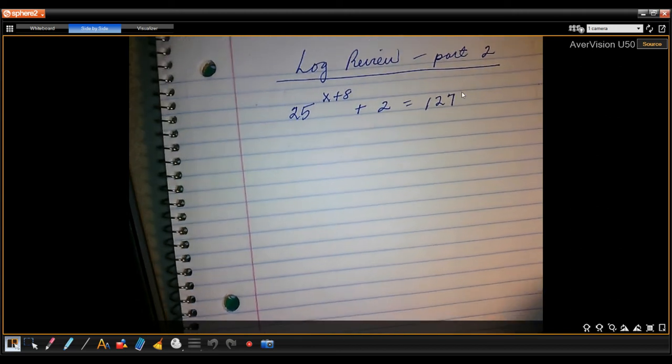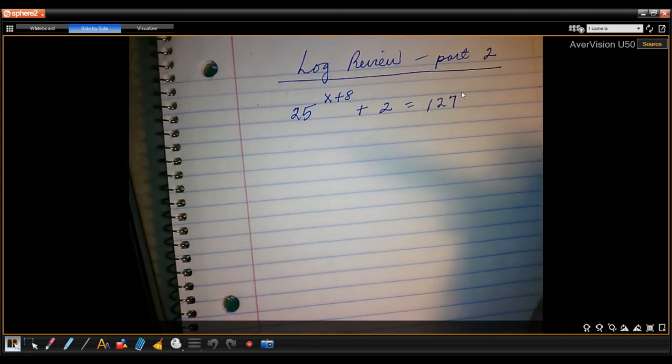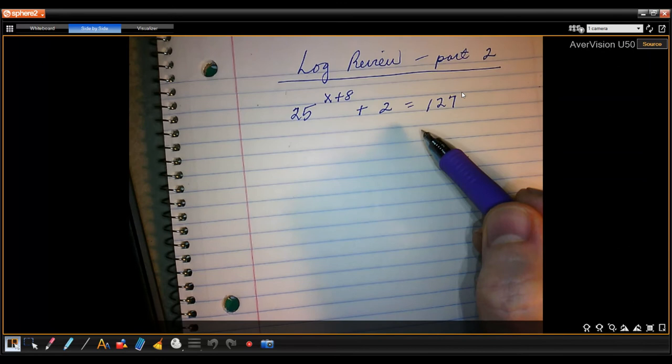All right, log review part 2. So I want to continue on talking about logs, solving more equations, and how useful logs are. So here's another equation solving for logs.